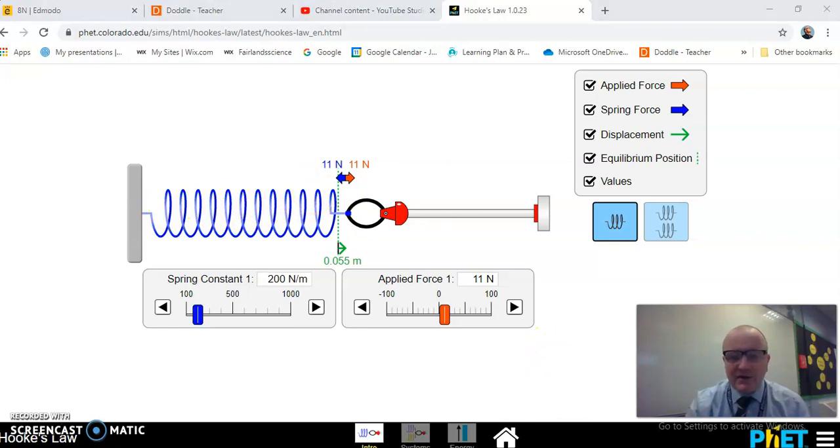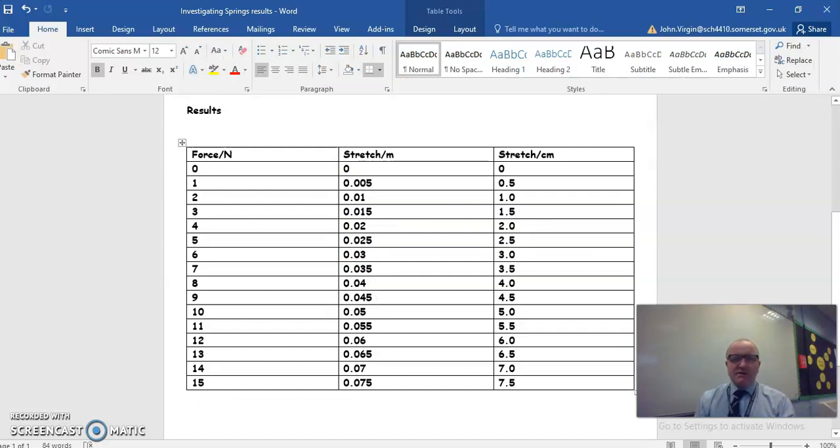Now, I've got here a sample set of results. I carried out this investigation as well. These are the results that I produced. I'm hoping that yours should look identical to this. Here we've got the force in the first column, from 0 all the way through to 15 newtons of force. Here we've got the stretch in meters. And I also added, if you remember, that third column where you convert the stretch into centimeters as well. That's going to make our life easier this lesson.